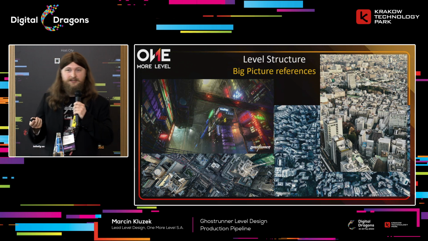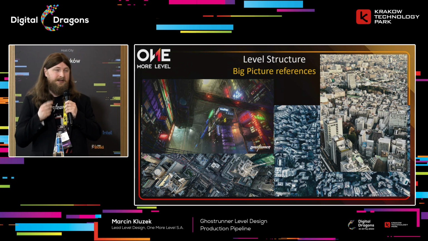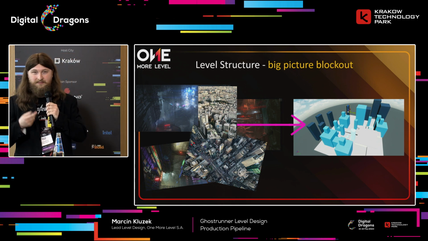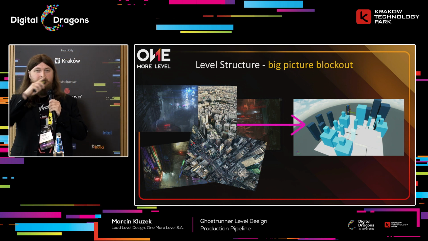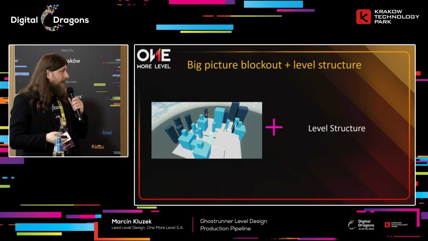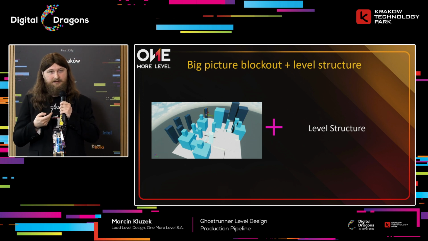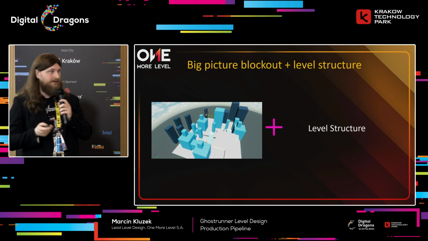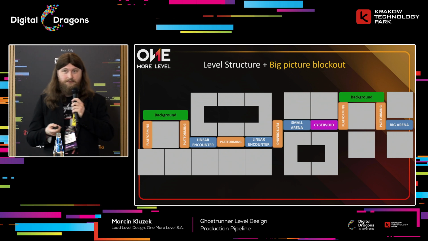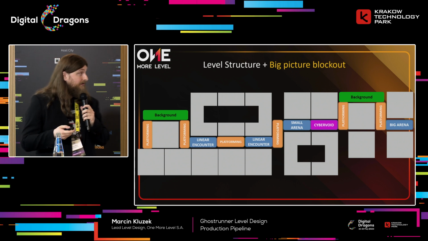So we find maybe references from real-life cities, from concept art, or you have just a solid idea what this place could be. And I would, of course, encourage to do this blockout, the big picture blockout, as I call it. So you have the big idea of what the place is, you put it in your level, and then maybe add level structure to it, right? In a way that it makes more sense in the setting, not just abstract parkour stuff. So that's how it could look in Ghostrunner 1, or maybe Ghostrunner 2, we use those things that way.